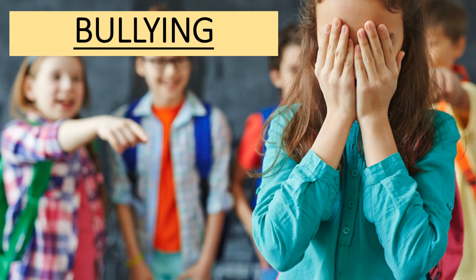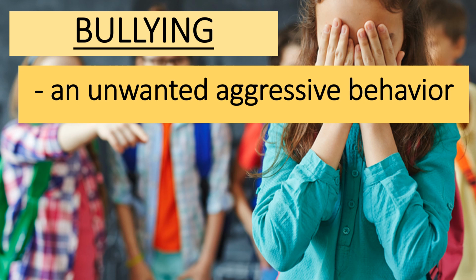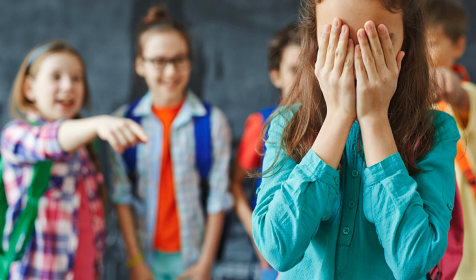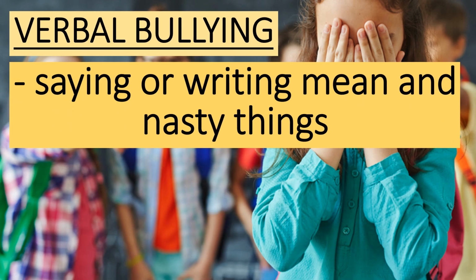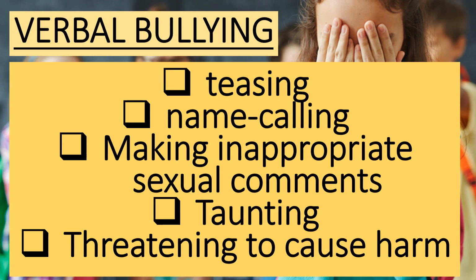Next is bullying. Bullying is an unwanted or aggressive behavior. This behavior can be repeated over time if we cannot stop or control a person. Both kids who are bullied and who bully others may have serious or lasting problems. There are a lot of classifications of bullying. The first one is verbal bullying. This is saying or writing mean and nasty things. So verbal bullying includes teasing, name calling, making inappropriate sexual comments, taunting, or threatening to cause harm.